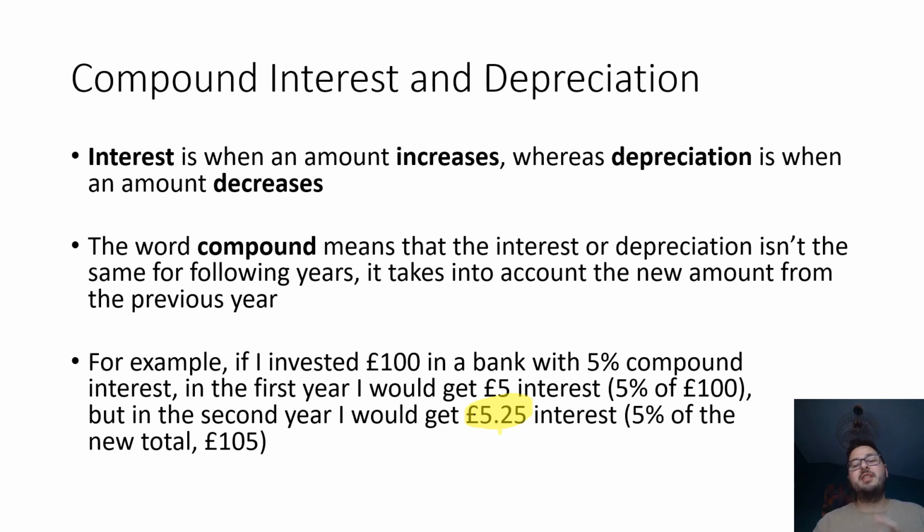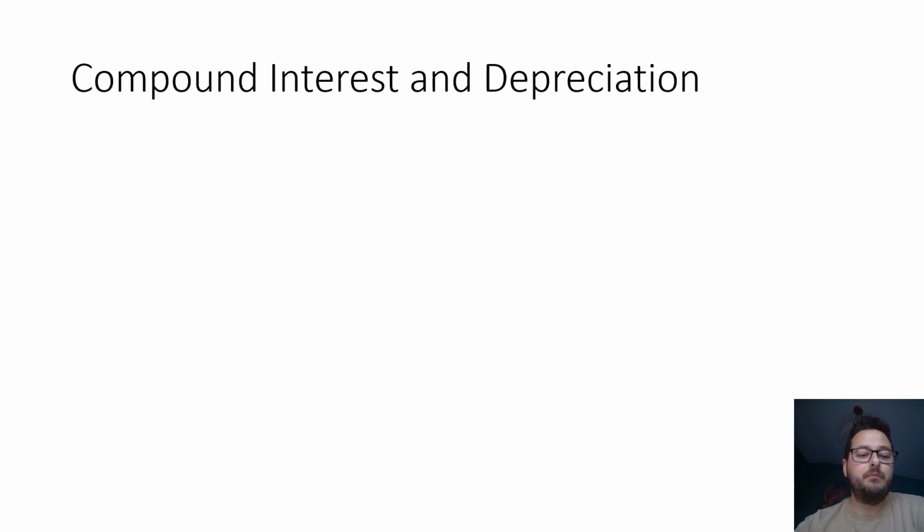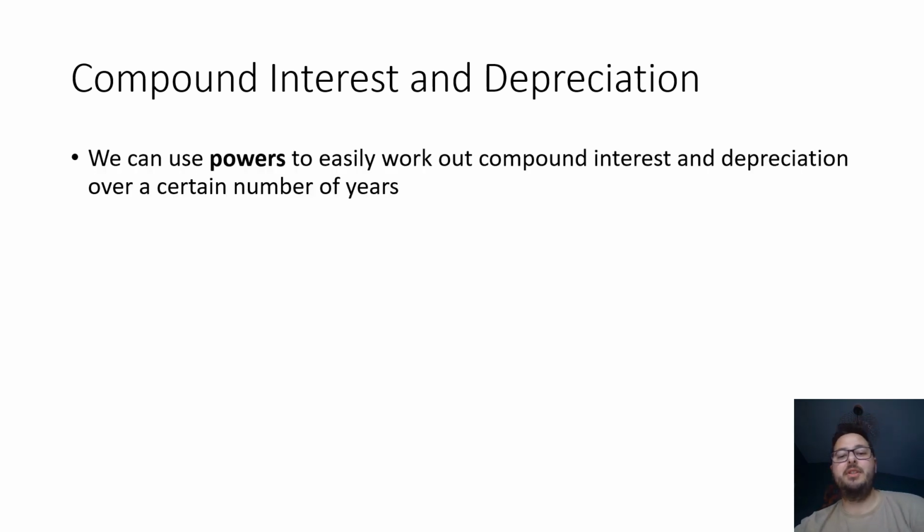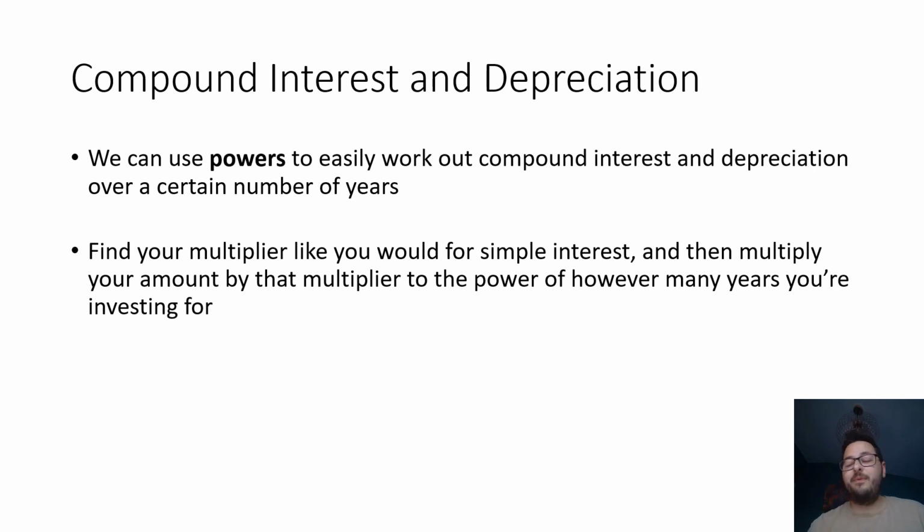Okay, so compound interest is going to change all the time, but there's an easy way of working it out over a certain amount of years. So we can use powers to easily work out compound interest or depreciation over a certain number of years. So what you do is you first find your multiplier like you would for simple interest, so check out that video for that. You find your multiplier and then whatever your amount is, you times it by the multiplier, but that multiplier is going to be to the power of however many years you're investing for.